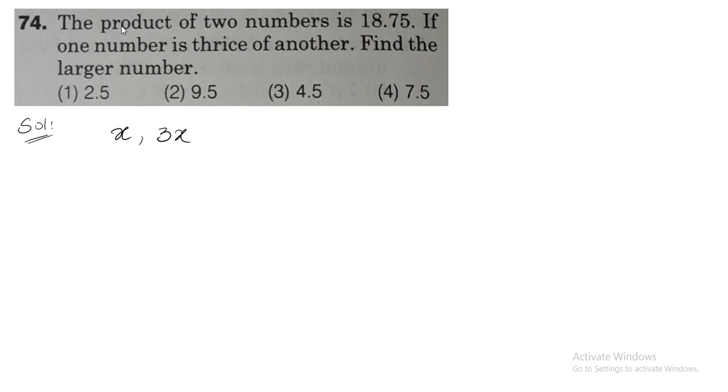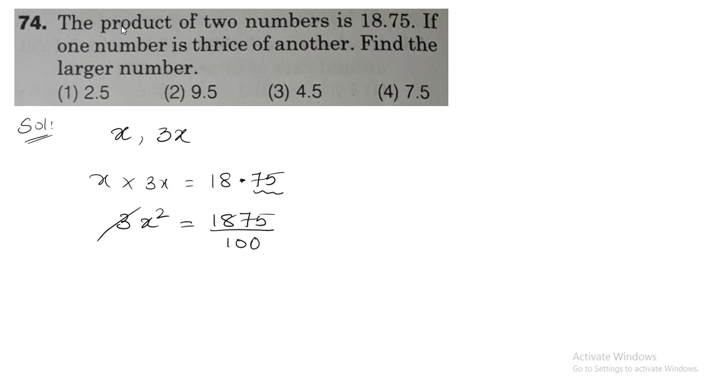Now when you multiply x and 3x, I am going to get 18.75. So I can write 3 into x square is equal to 18.75. I can write it as 1875 by 100, because after the decimal point I have 2 decimal places. Hence for removing the decimal point, I have divided by 100.